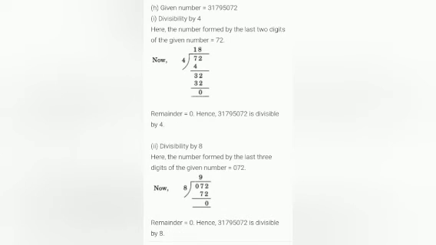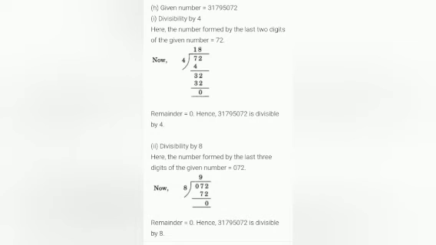See the next number, which is such a big one, but it is very easy to identify whether to apply the test of 4 and 8. Take the last two digits, 72, divide by 4. Yes, remainder 0 is coming, complete division is happening, so that whole number is divisible by 4.